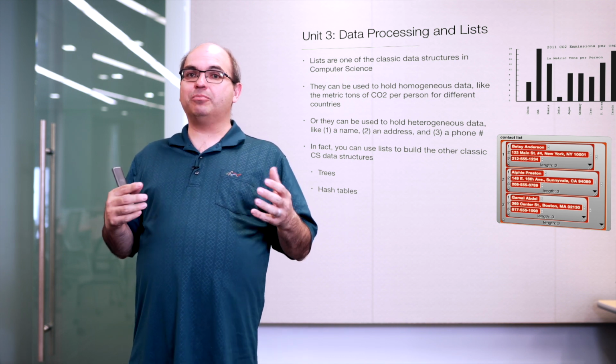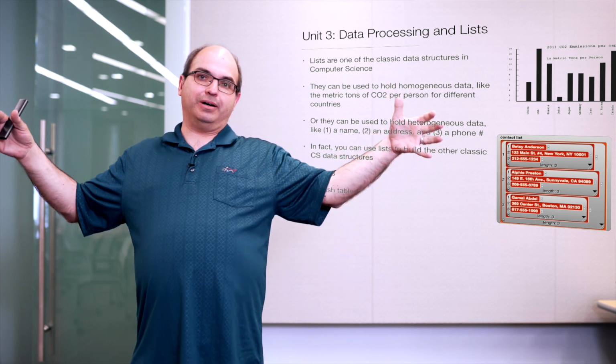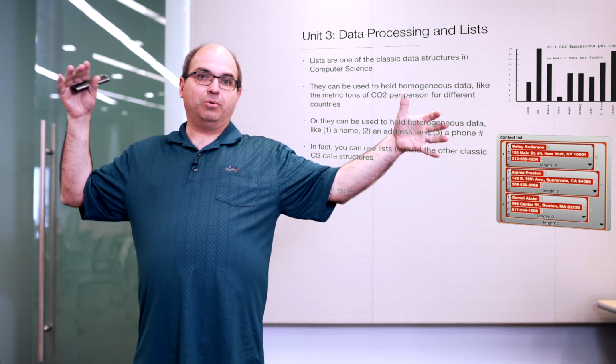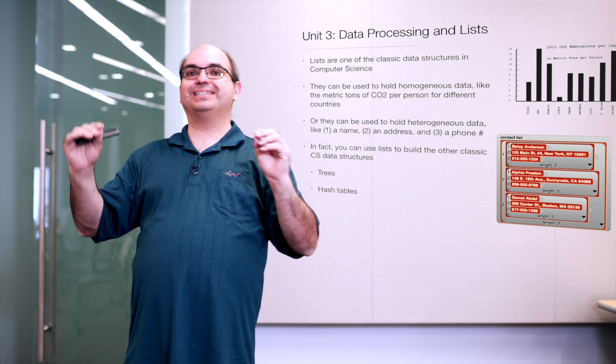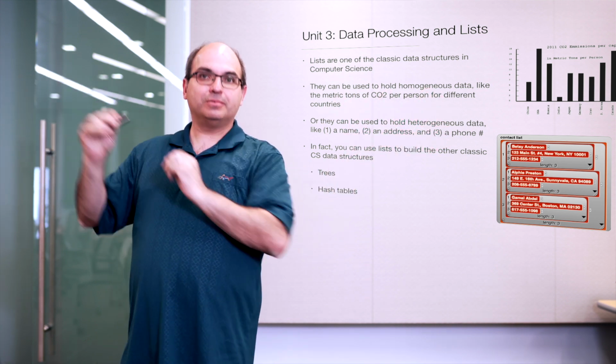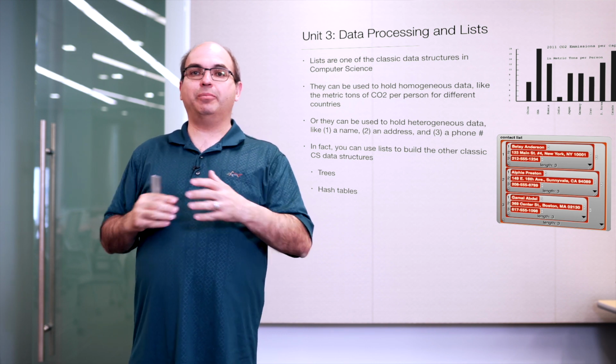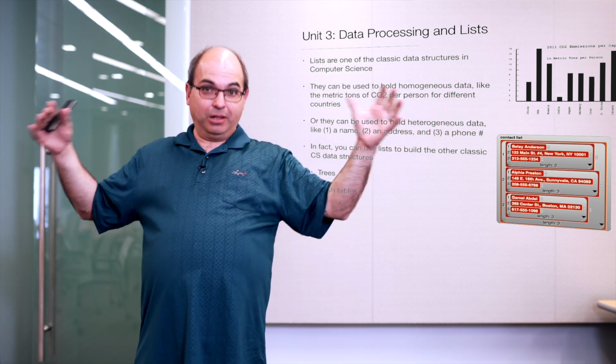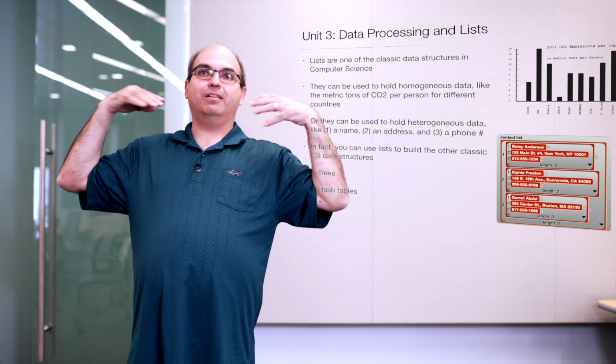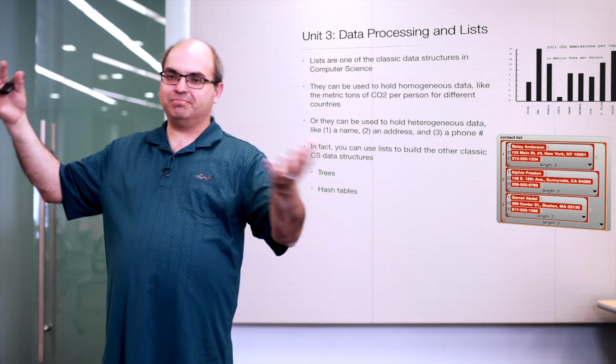So a list can either be used to build some kind of a record structure where I have different things about the same entity, the same person, right? Or it can be used to hold information about lots of things that are the same. Lots of contacts, right? Lots of countries, lots of whatevers.